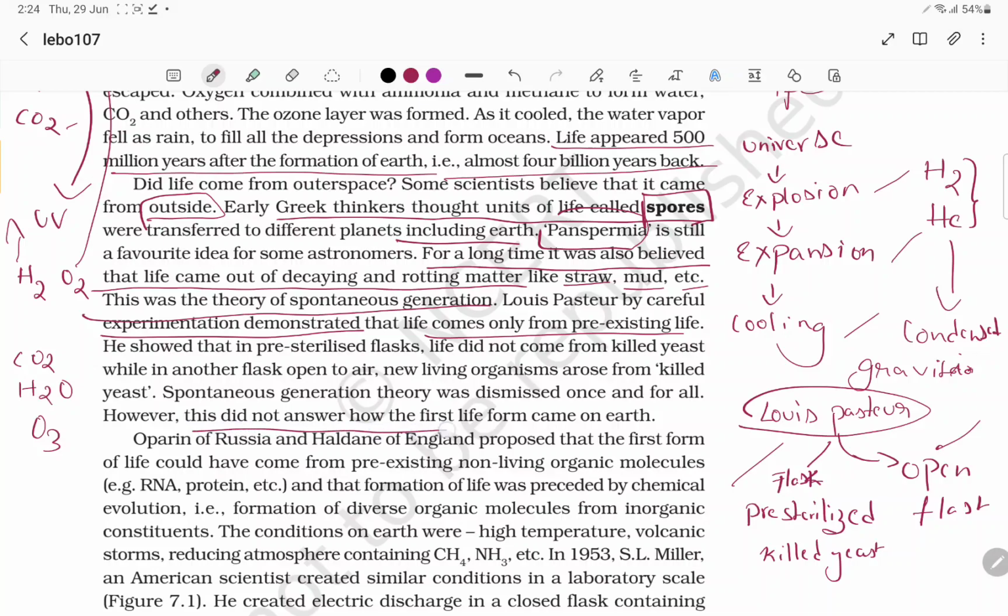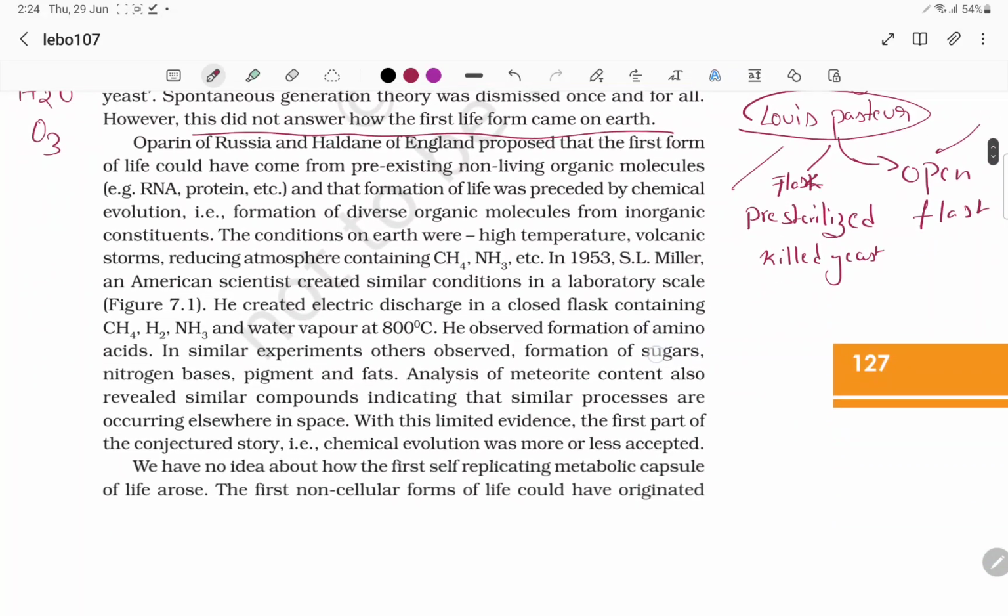But this does not answer how life first came on Earth. So we have seen two theories here. One is the spontaneous theory and the other one is panspermia or the cosmic theory of life. So let's see the other things which disproved all these theories.